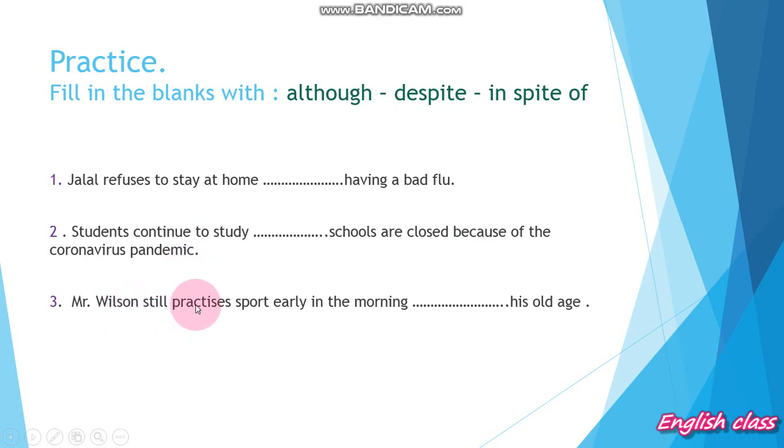Now, Mr. Wilson still practices sport early in the morning, his old age. So he is old and he still practices sport. See? So here we have a noun phrase. A noun phrase is a possessive adjective plus a noun. We call this a noun phrase. So which one? Great. If you use despite it is correct, in spite of is correct too, because both of them can be followed by a noun phrase. So Mr. Wilson practices sport early in the morning despite or in spite of his old age. Thank you.